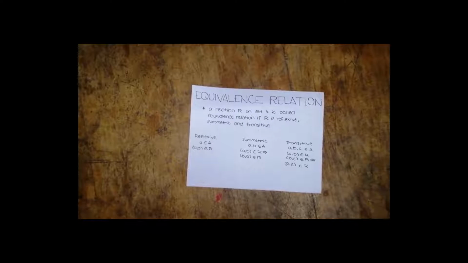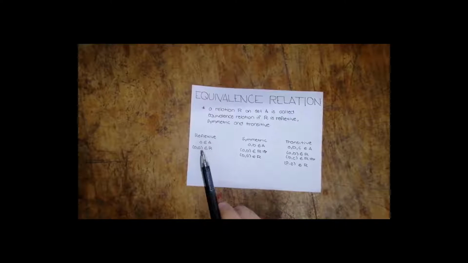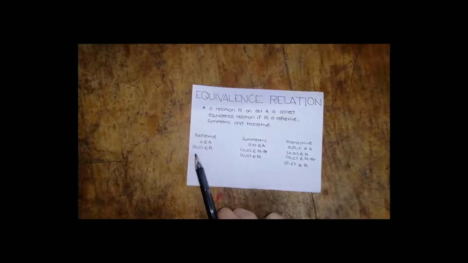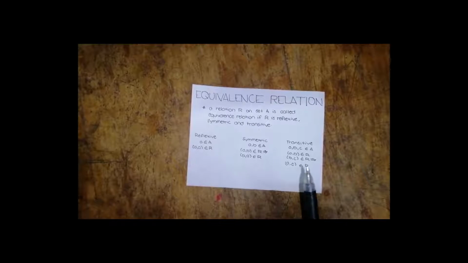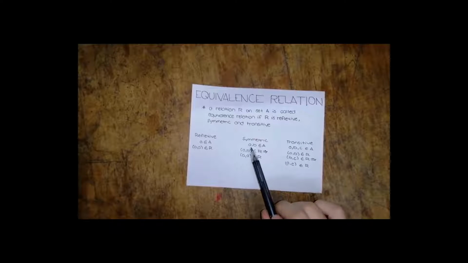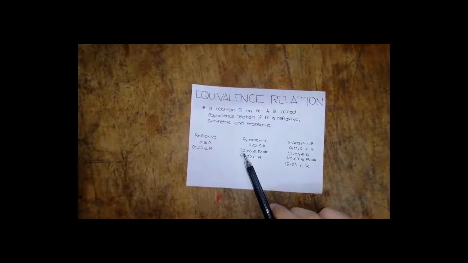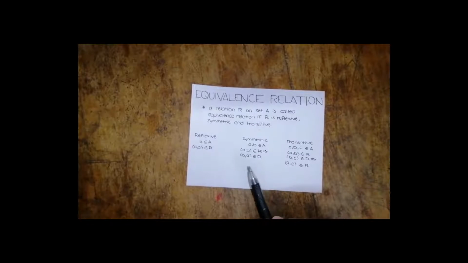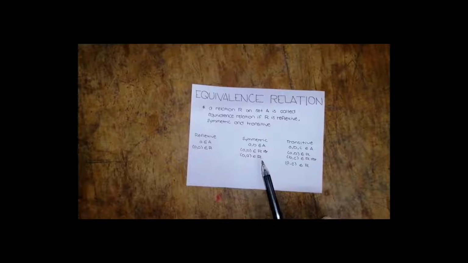In the previous topics, we discussed the reflexive as A is an element of set A where ordered pair A and A is an element of relation, and in symmetric we defined it as AB is an element of A where ordered pair AB is an element of relation, which implies that ordered pair B and A is an element of relation.